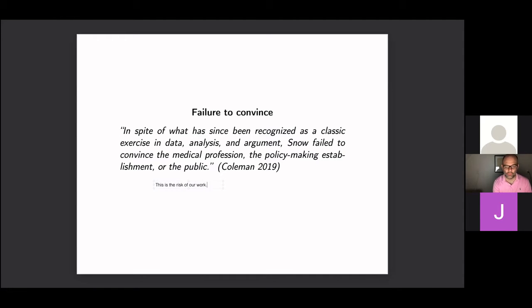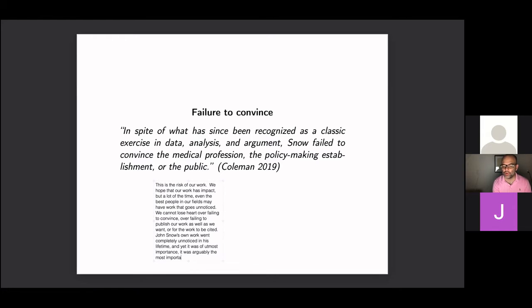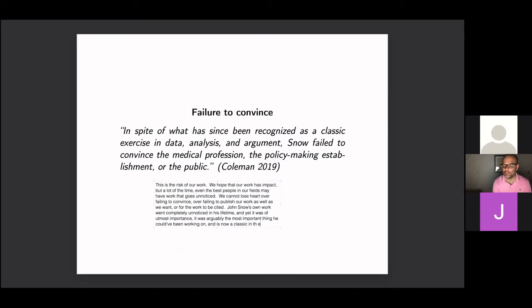This is the risk of our work. We hope that our work has impact, but a lot of the time, even the best people in our fields may have work that goes unnoticed. We cannot lose heart over failing to convince people, over failing to publish our work as well as we want, or for the work to be cited. Jon Snow's own work went completely unnoticed in his lifetime. And yet it was of utmost importance. It was arguably the most important thing he could have been working on, and is now a classic in health policy, and the social sciences more generally.